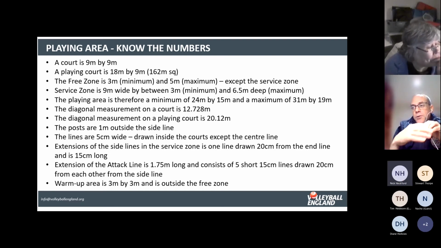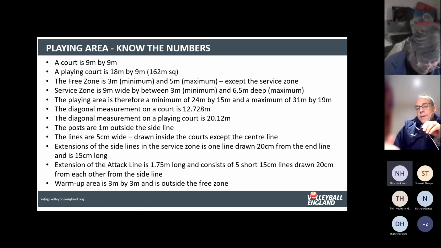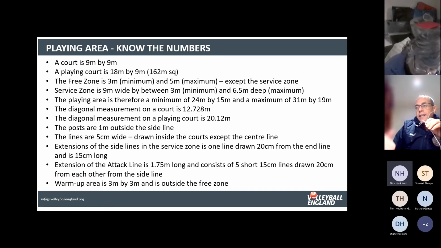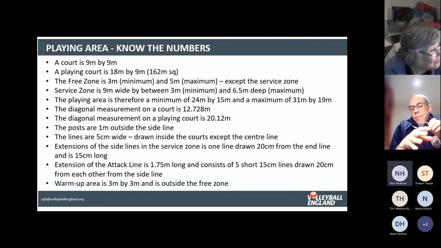And then we also know that obviously the attack line is extended by a 1.75 meters long extension of dashed lines of 5 short 15 centimeter lines drawn 20 centimeters from each other from the sideline. And that should occur in the free zone at each end of the 2 attack lines. And then if we've got a warm-up area, the rules talk about approximate here.